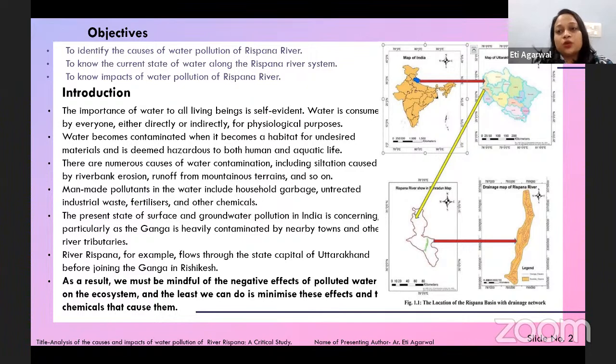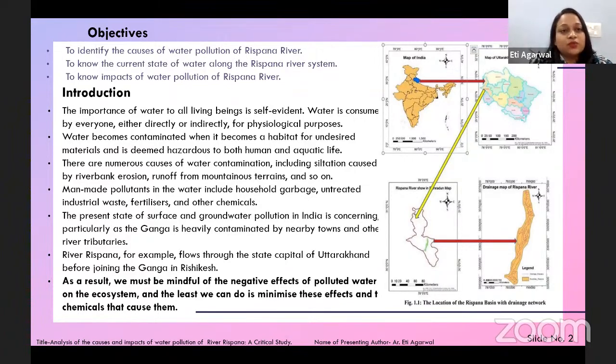Now, why River Rispana? Why not any other river? So I'm currently a resident of Uttarakhand, and in Uttarakhand, Dehradun is the capital city. And in this capital city, there is this River Rispana. Why just River Rispana? Why not any other river of the state? This River Rispana is actually joining River Ganga at a point in Rishikesh. So again, it is majorly polluting another major river of India, that is River Ganga. So that was the main cause of taking this river.